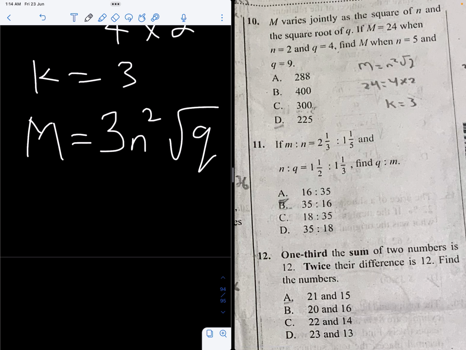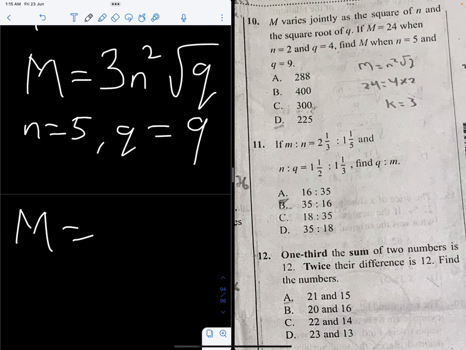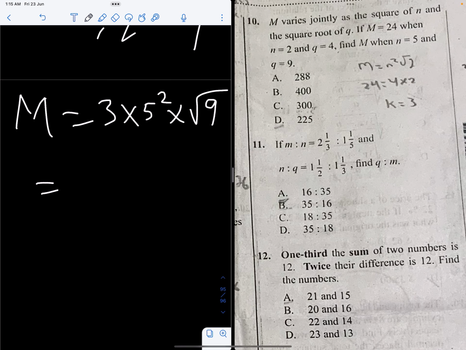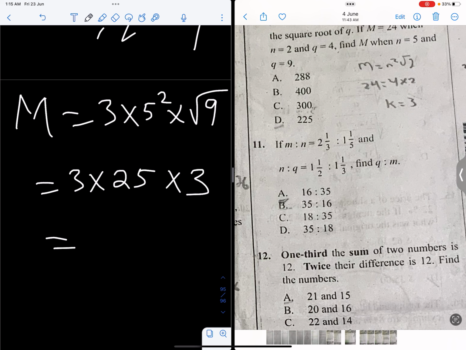Now the question says find m when n is equal to 5 and q is equal to 9. So when n equals 5 and q equals 9, m will be equal to 3 times n squared, which is 5 squared, times root q, which is root 9. And that simply means 3 times 25 times the square root of 9, which is 3. And that's 225. Let's check that. 3 times 25 times 3, and that's 225. M equals 225. And the correct option is D.